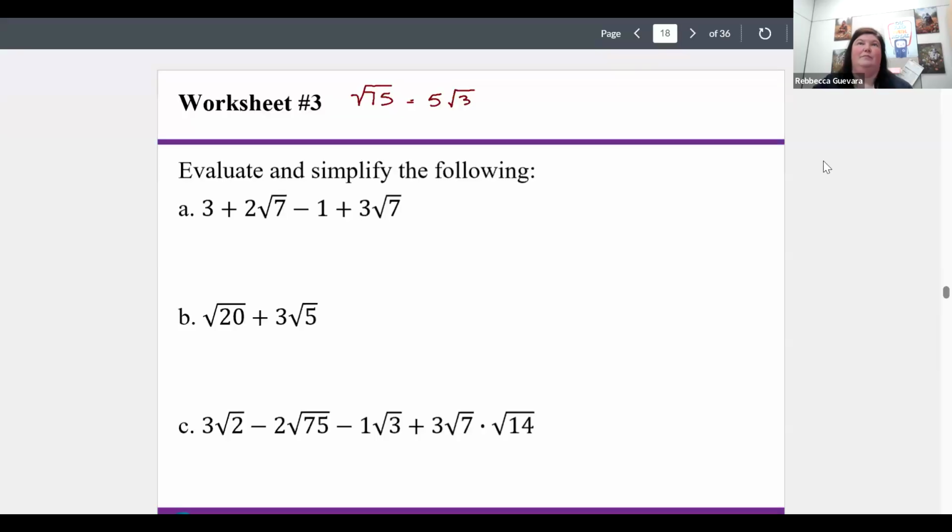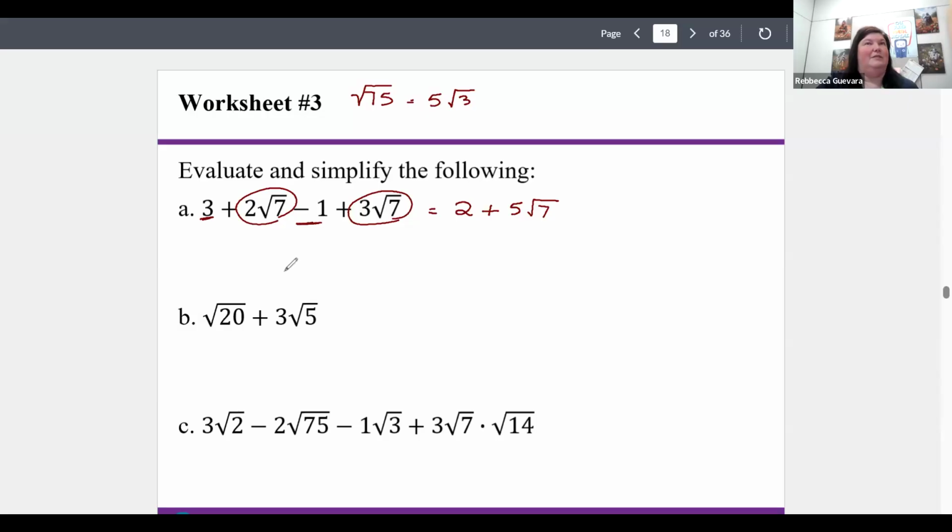Okay. So hopefully I had a minute to work on this. So here we have a 3. The only thing that is like a like term or radical or anything like that would be this -1. So 3 minus 1 is just 2. Then we have a like radical here. We have 2 square root of 7, 3 square root of 7. So how many square roots of 7 do I have? I have 5 square root of 7. So that one's simplified.